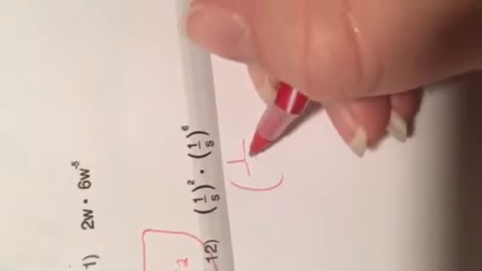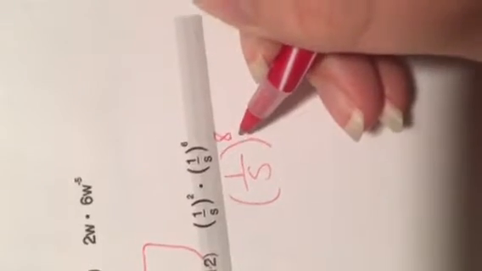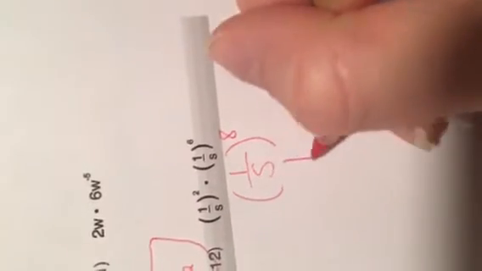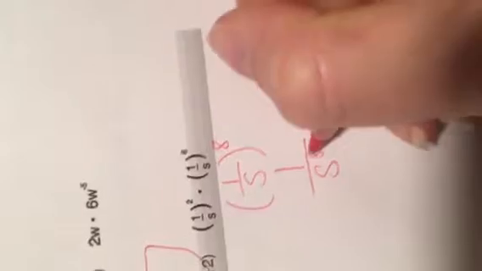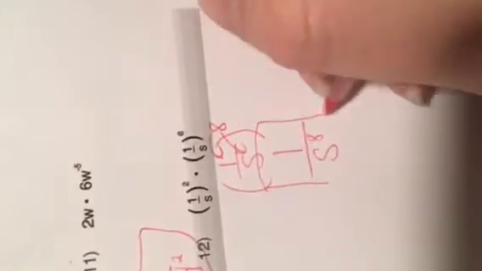Number 12, people get tricked, but remember when I'm multiplying, I'm just adding the exponents. So this just becomes 1 over s to the 6 plus 7 is the 8th power. I could leave it like this, or I could write 1 over s to the 8th power, because 1 to the 8th power is 1, and s to the 8th power is s to the 8th power.